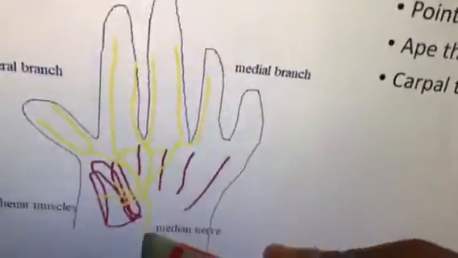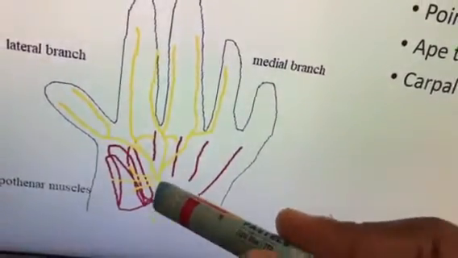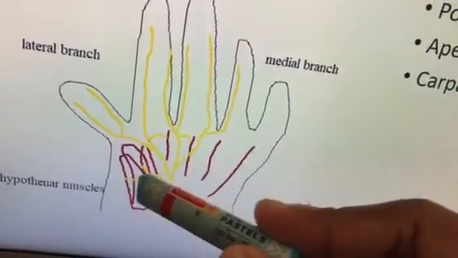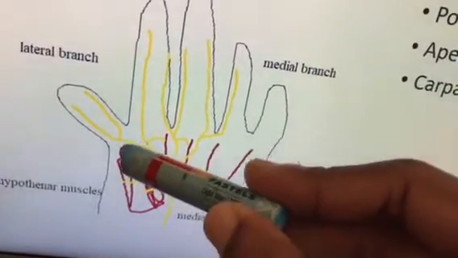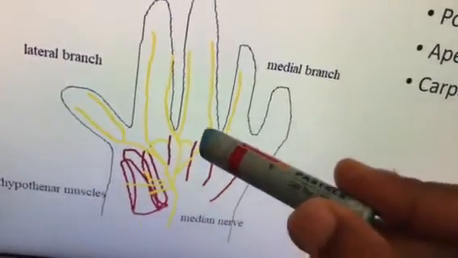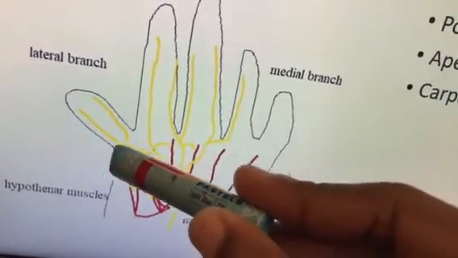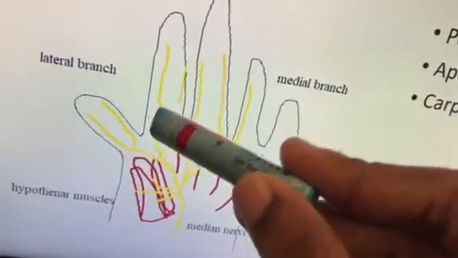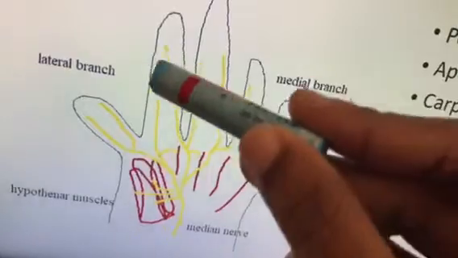First, see the median nerve is coming here inside, and here you have the thenar muscles. It supplies the thenar muscles and goes here and splits into two. This branch is called the lateral branch, and this side branch is called the medial branch. The lateral branch goes to both sides of the thumb. Another branch goes here and supplies the lateral side of the index finger.